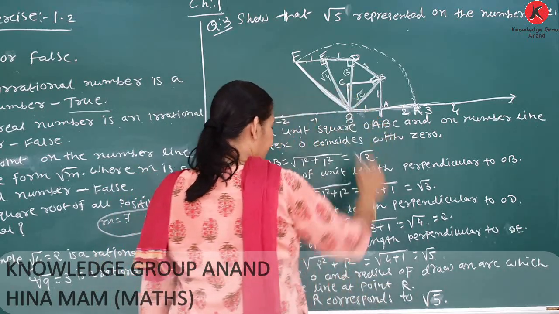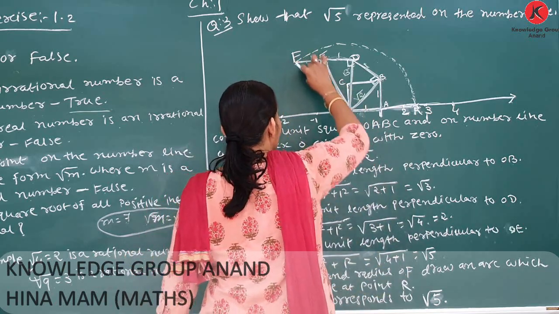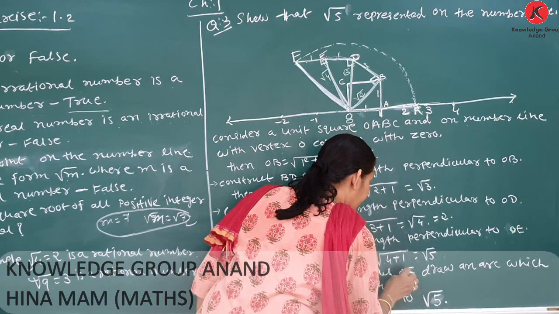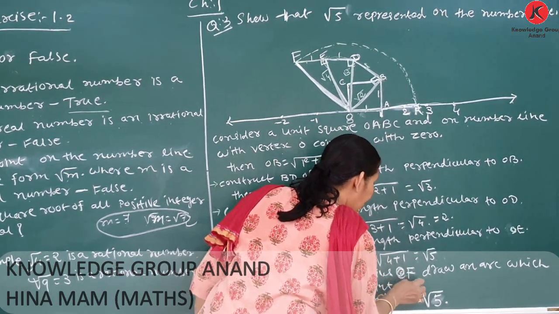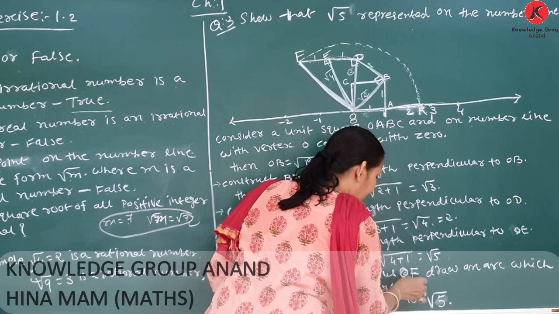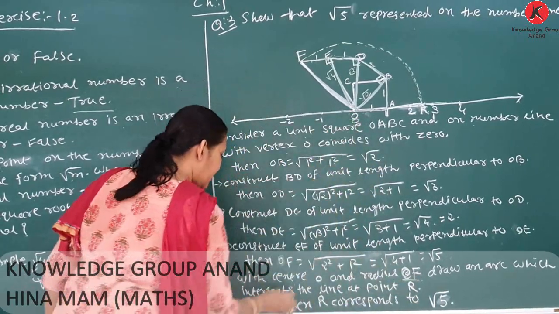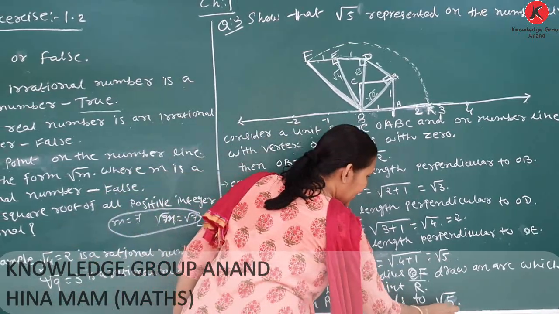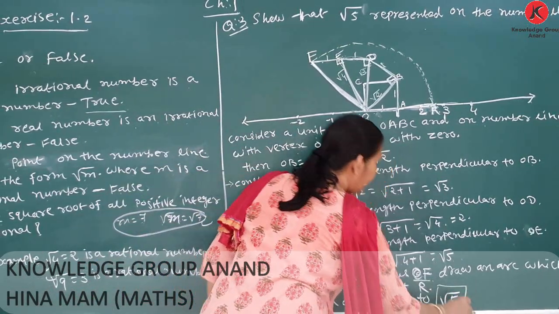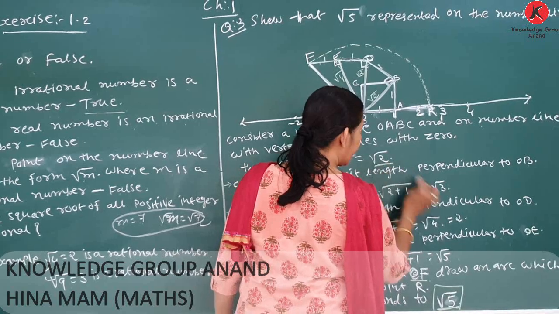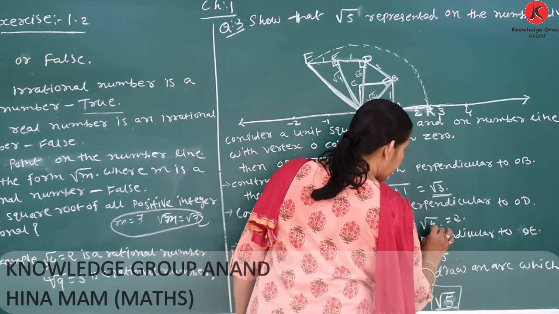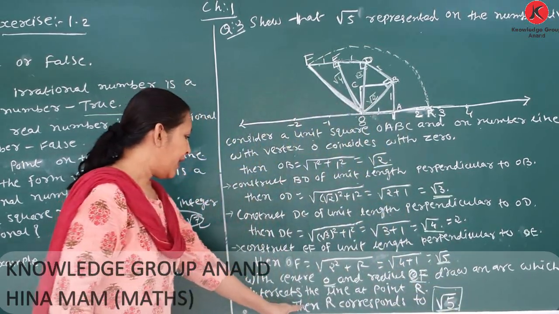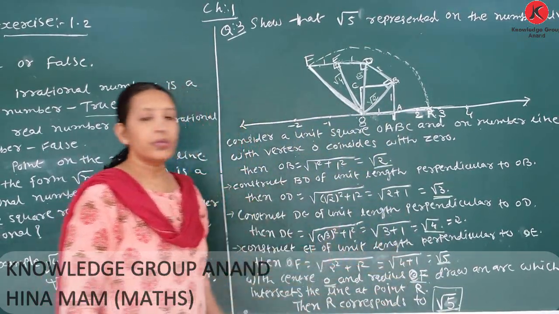With center O and radius OF, draw an arc which intersects the line at point R. Here is our radius, and the center is O. Draw an arc, and we get root 5. First we get root 2, root 3, root 4 and root 5 here. Then R corresponds to root 5.